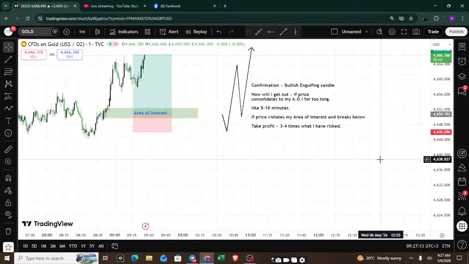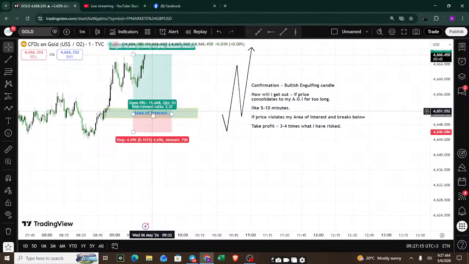So a bullish engulfing candle at the area of interest, getting out if price consolidates at my area of interest for too long, after I wait for around 5 to 10 minutes, and then if price violates my area of interest and breaks below, then that trade idea becomes invalidated.